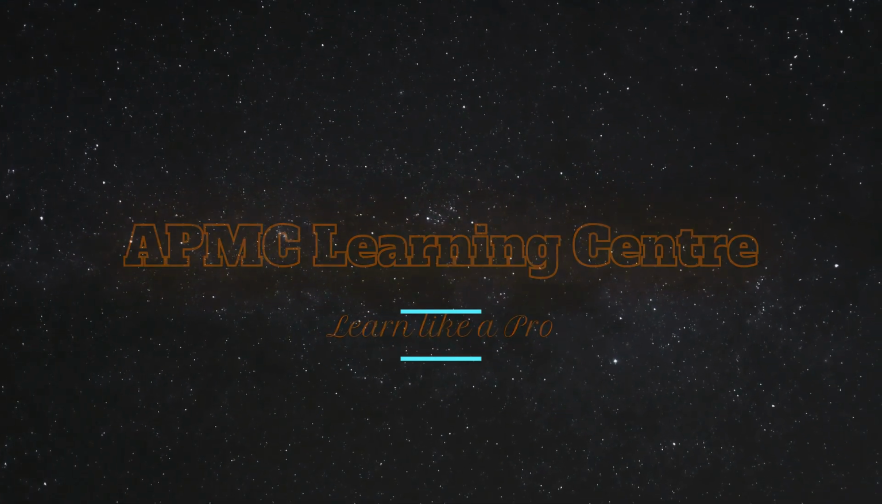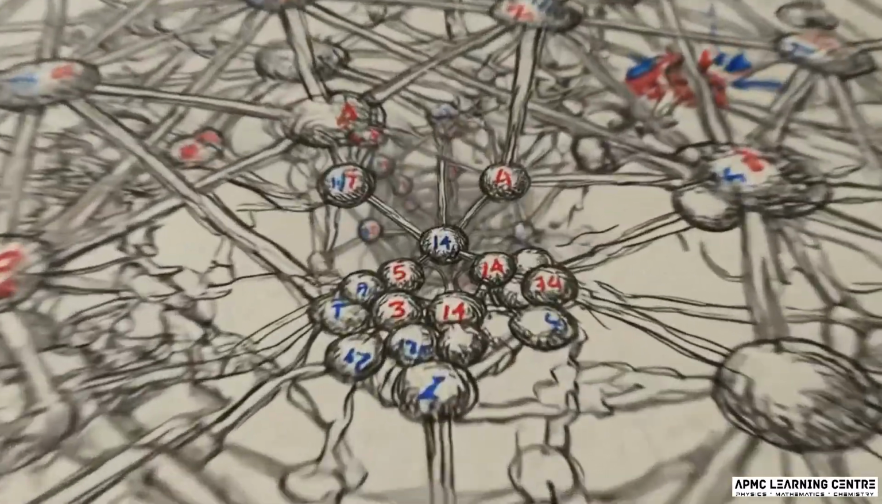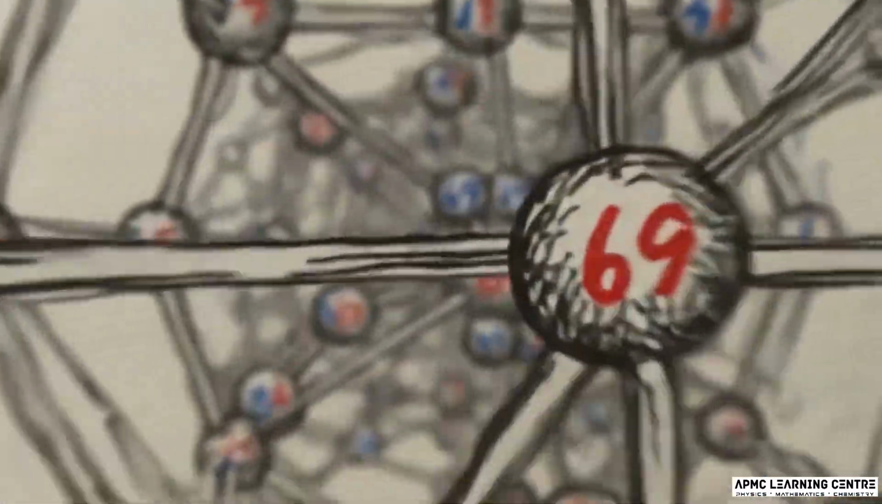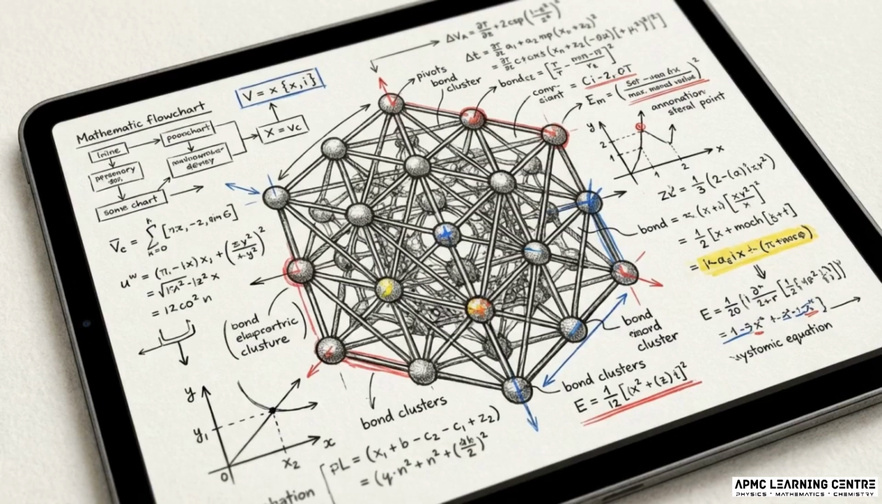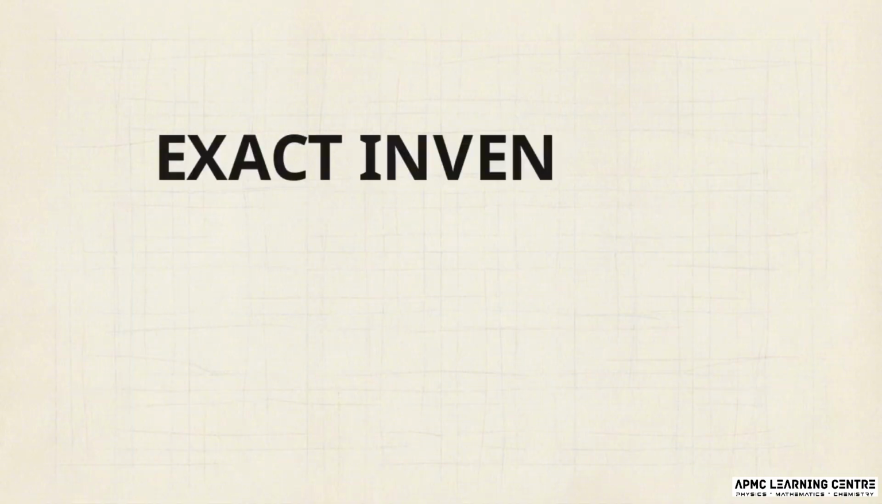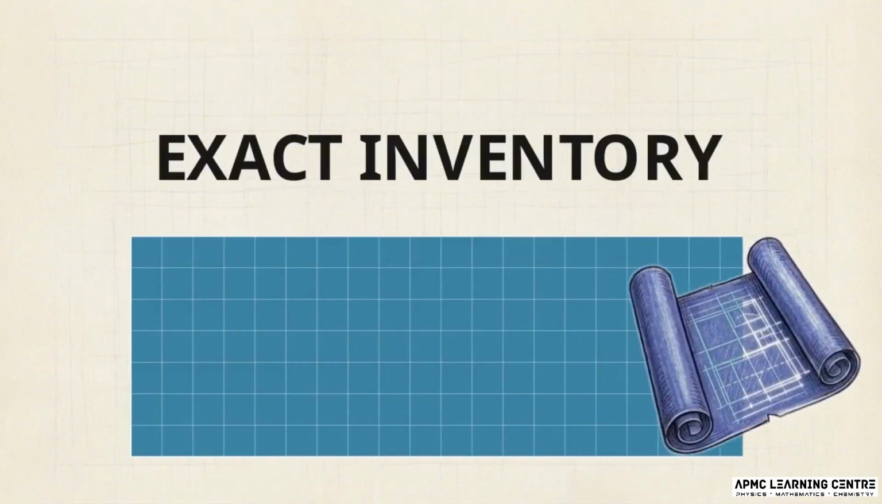Have you ever wondered how scientists look at a pile of white powder and know exactly how its atoms are connected? We can't zoom in far enough to see the individual atoms with our bare eyes, so we have to reverse engineer the structure using math. The result of that reverse engineering is something called a molecular formula.